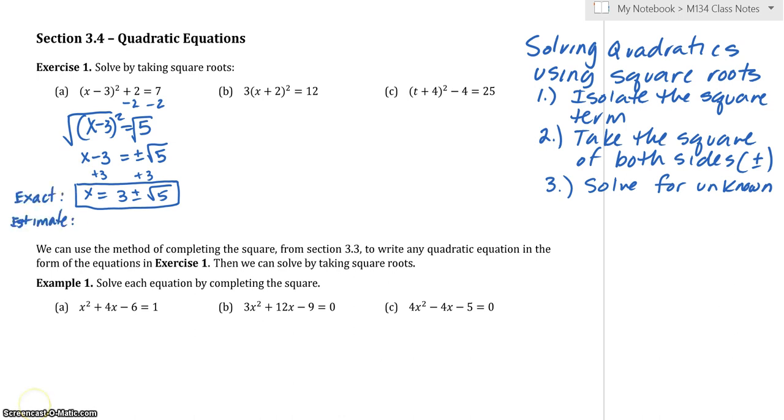You could also use your calculator to estimate the answer by taking 3 plus the square root of 5. You take 3 plus the square root of 5 on your calculator, you get about 5.236. And that is rounded. I put a little estimation here because it goes on forever, actually. So I call that the estimate. The calculator, the decimal version, is the estimate.